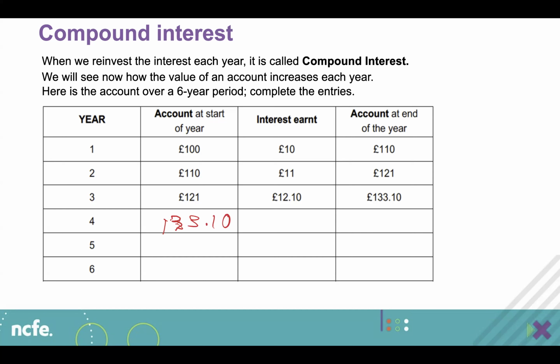133.10, and then the interest will be 10% of this, which will be 13.31, and then you add this on, which will be 133.10 add 13.31, which would be 146.41.